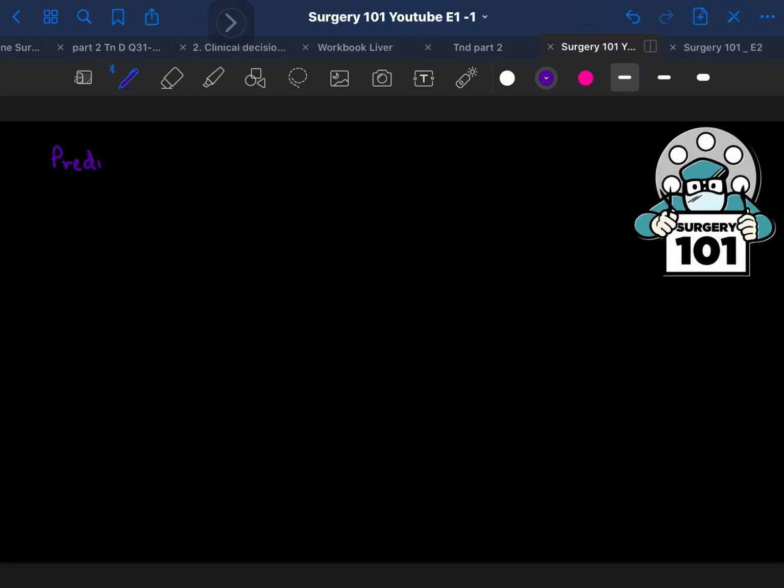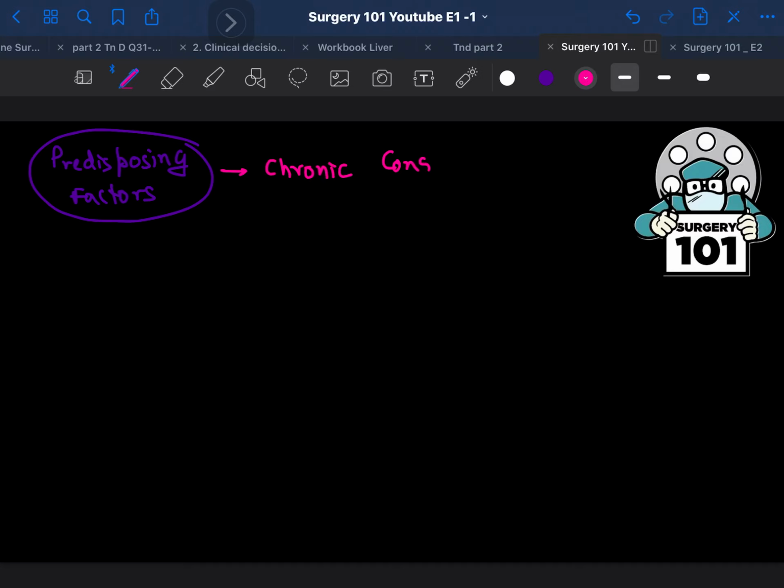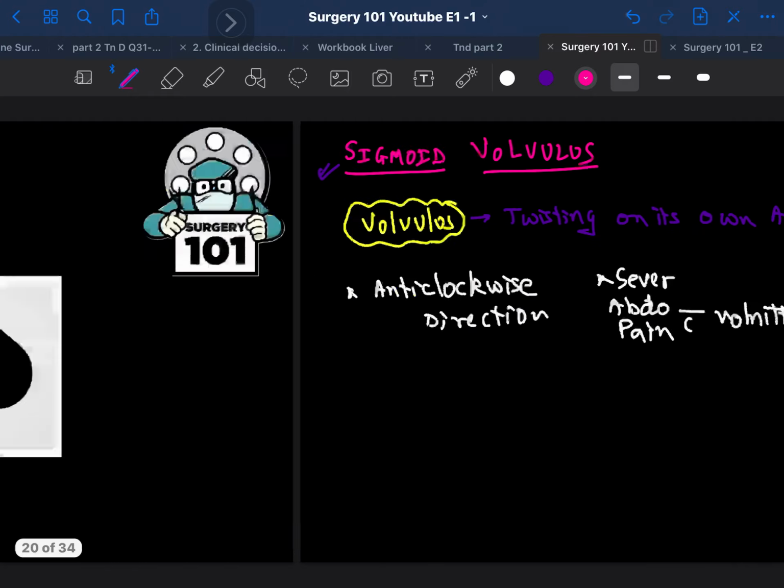Okay, so what are the predisposing factors for the development of a sigmoid volvulus? So what you need to understand, if there is a patient who is having chronic constipation, or there is a narrow based mesentery, these are the important predisposing factors for the development of a sigmoid volvulus.